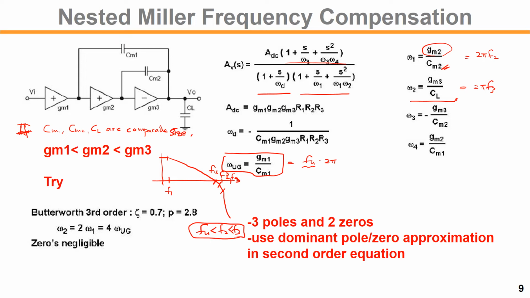So for the second equation, the second order equation, use the dominant pole approximation method. If omega 1 is the dominant pole, the higher non-dominant poles can be written like this. This is the approximation. For the zeros, it's similar. Typical Butterworth characteristic has a damping factor around 0.7, so that we don't have peaking once we close the feedback.